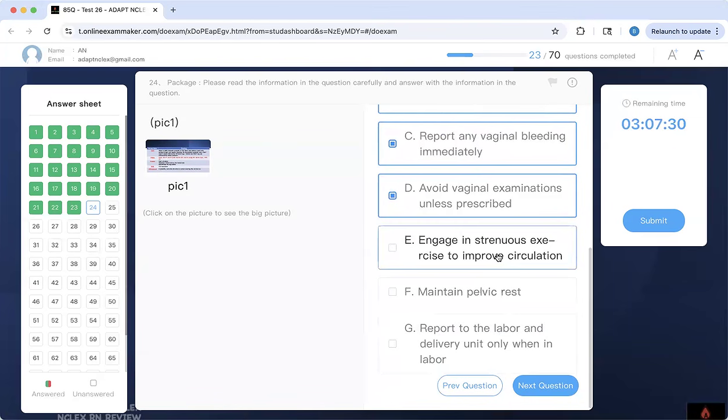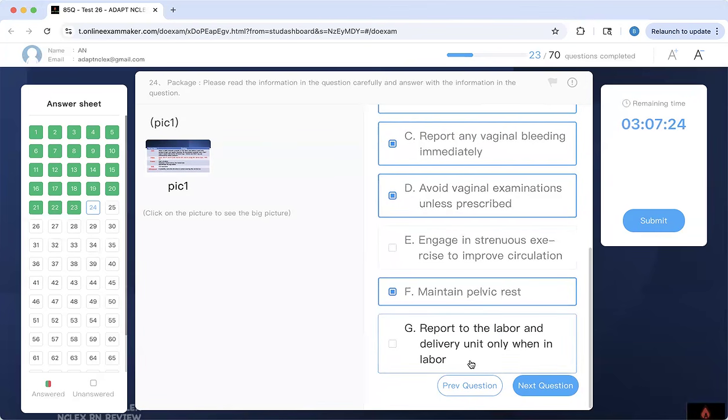Strenuous exercise will cause more bleeding. Pelvic rest means no vaginal exams. And you don't report to labor and delivery just because you feel like you're in labor. No, this has to be scheduled. So G is the wrong answer. You don't do that. Report to the labor and delivery unit only when you're in labor? No. We have to schedule you. We don't want you to go into labor when you have previa.